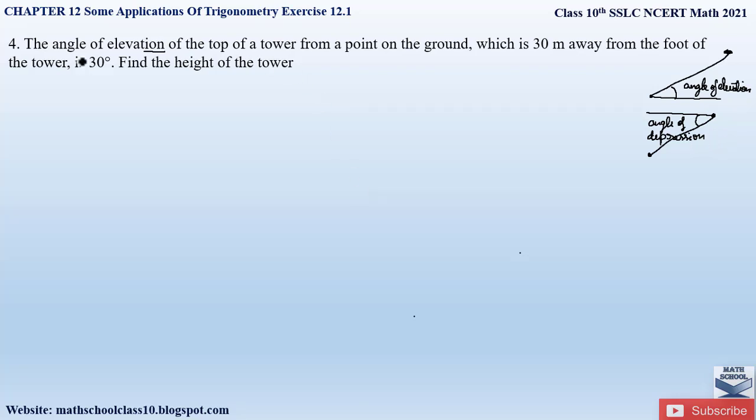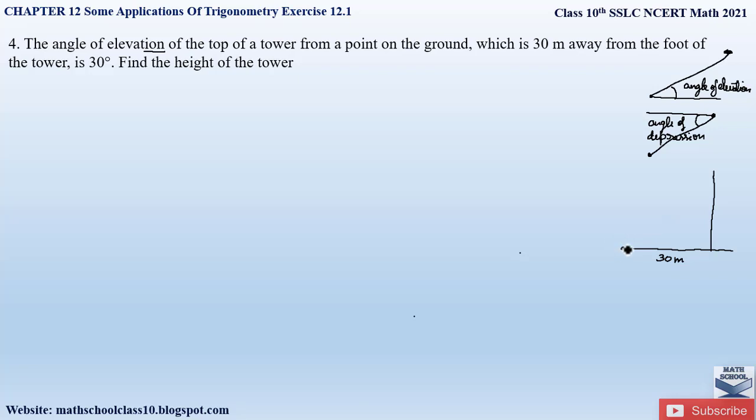So now let us read the question, and according to the question, let us draw the figure. The angle of elevation of the top of a tower from a point on the ground, right? So there is a point on the ground. This is the ground level, or a horizontal line is drawn from this point, which is 30 meters away from the foot of a tower. So this point is 30 meters away from the foot of a tower. So we have a tower here, and the distance between this point and the foot of the tower is given as 30 meters, and the angle of elevation is 30 degrees.